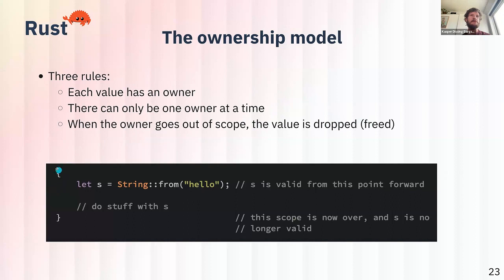So here we have an example. Here we have a scope delimited by these curly brackets. So here we are saying the variable s, let's assign this string hello to it, and then we can do some things with s here. And then once the scope finishes, s goes out of scope, and then the value is freed. So hello is freed from the memory automatically. So this is checked at compile time, and that's really nice. We're allocating it here, but we don't have to free it manually, and there's no garbage collector running. So the compiler basically automatically inserts a free statement here.